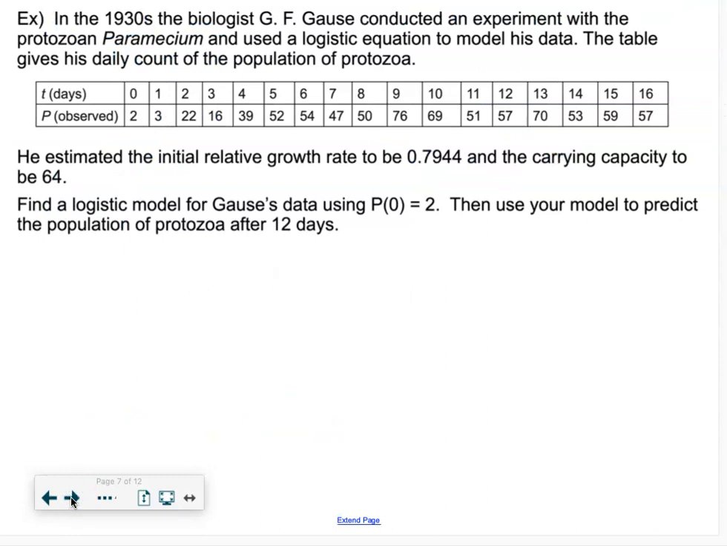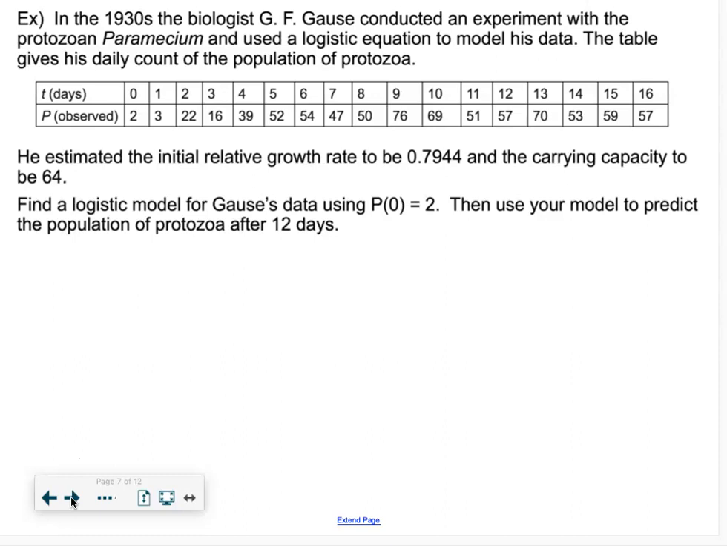All right. In the 30s, now I have to say 1930s. We're almost coming up to the 2030s. It's so weird. In the 1930s, the biologist G.F. Gauss conducted an experiment with the protozoan paramecium and used a logistic equation to model his data. The table below gives his daily count of the population of protozoa. I could not imagine counting protozoa, right?